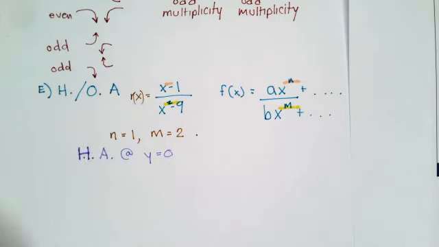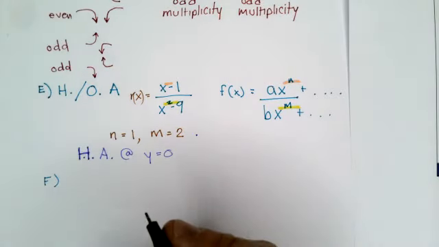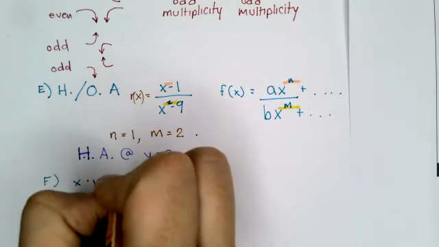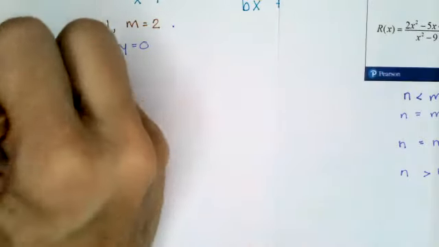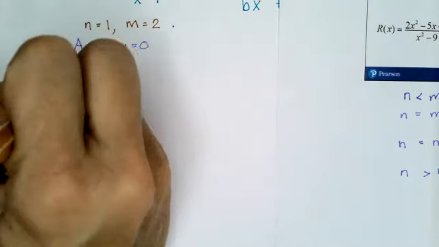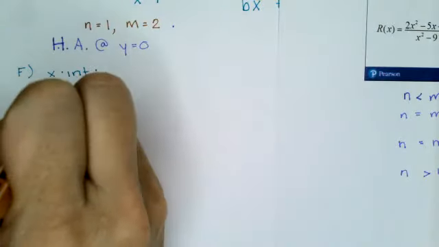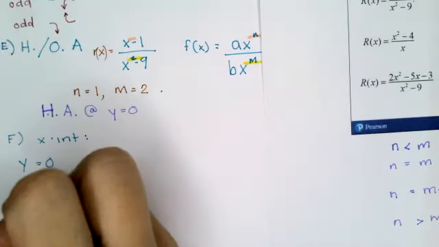F, in order to graph it, let's see if we have any x-intercepts or y-intercepts, okay? So for an x-intercept, what do we do? This is good practice for all of algebra. For an x-intercept, you make y zero in your expression. So we have zero equals x minus one over x squared minus nine.